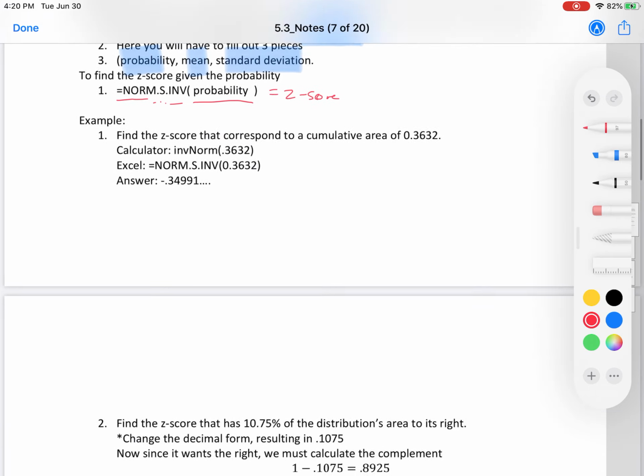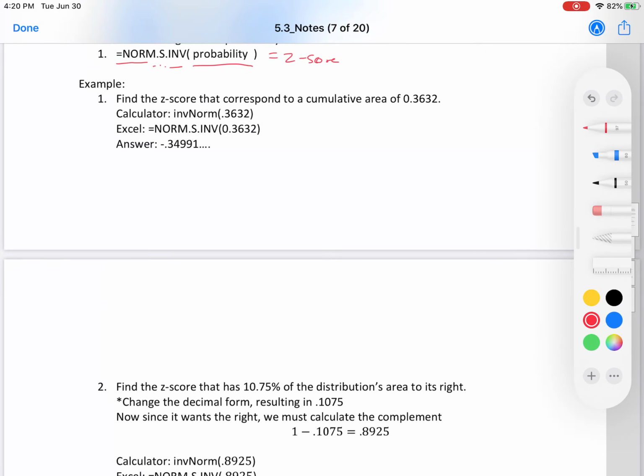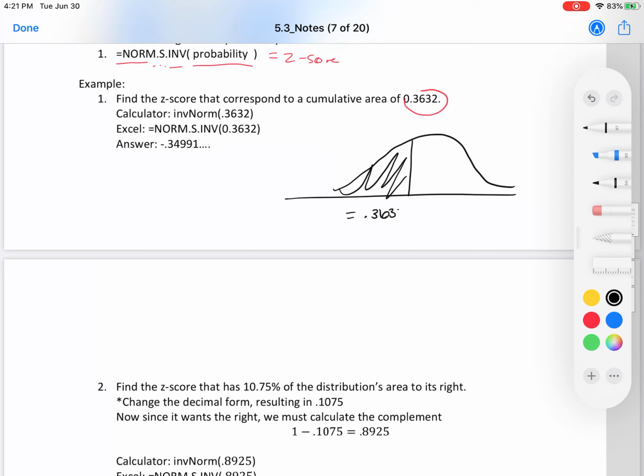So let's do some examples. Find the z-score that corresponds to the cumulative area of 0.3632. So we know the answer. All this is saying, you don't have to draw this out. For some bell-shaped curve, our answer is 0.3632. You want to find the z-score. What is the z-score?